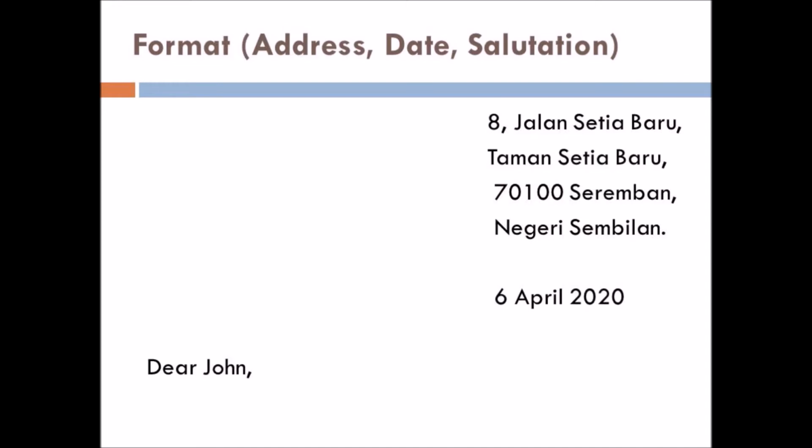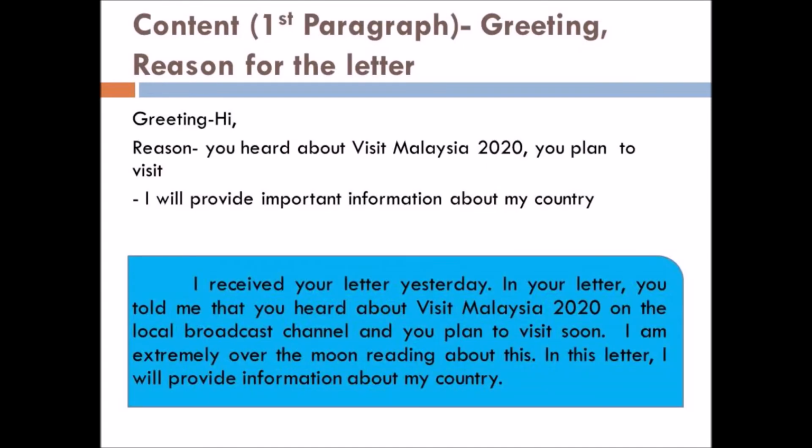This is how you write the address of the sender and the date. Remember, for the date you have to spell the month in full. The salutation always starts with Dear. So, here we write Dear John. For the first paragraph, write a greeting and the reason for writing the letter to John.